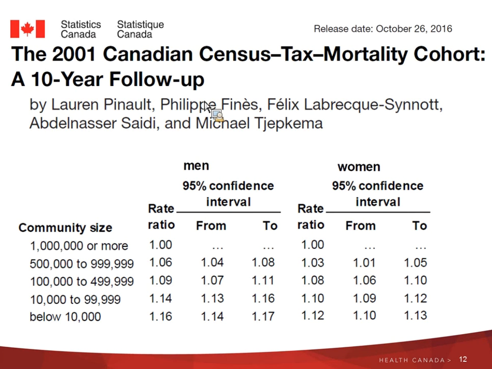This shows the age-standardized mortality rate ratio for men and women by community size. You can see there's an obvious gradient, with an increase in the rate ratio moving from larger to smaller communities, both for men and women, but more pronounced for men.